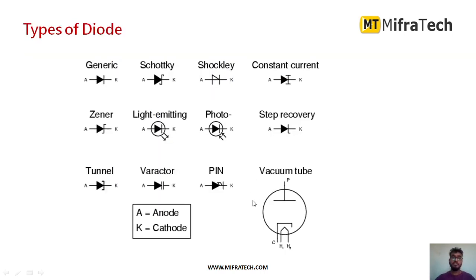So there are different types of diodes available. These are the different types of diodes and their symbols. Normally a diode is represented using this symbol, as you can see. This second one is the Schottky diode, which can be represented using this symbol.